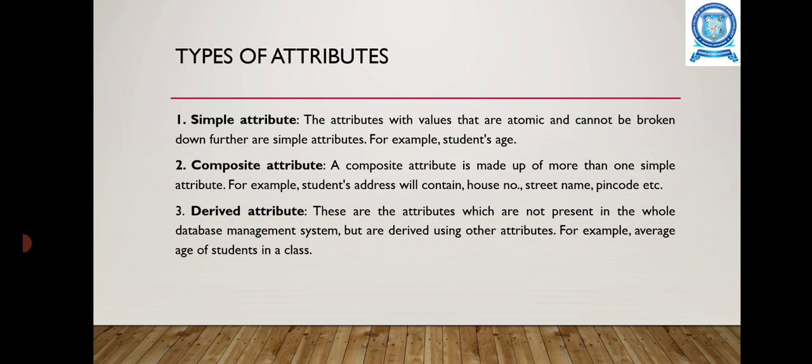These are attributes which are not present in the database management system but are derived using other attributes. For example, the average age of students in a particular class. This average can be determined from some of the other attributes. This is known as a derived attribute.